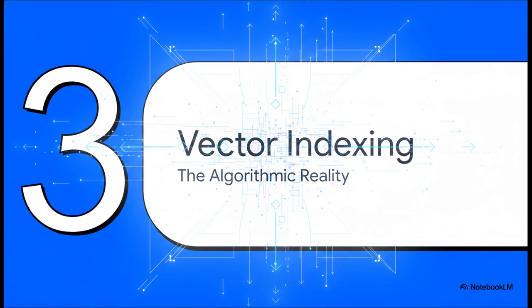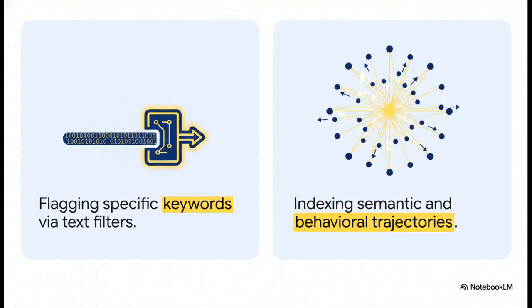All right, let's look at how the actual tech processes this in Section 3, execution layer vector indexing. This is the algorithmic reality. Most mainstream privacy debates are completely stuck in the past, arguing about keyword filters, like a system just scanning for a specific red flag word. But modern predictive systems do not care about static words. Instead, they are tracking your semantic and behavioral trajectories. They are literally mapping out your thoughts and habits, not just checking your vocabulary.